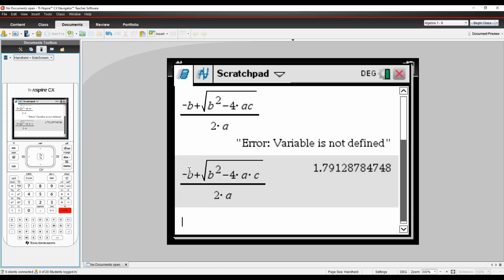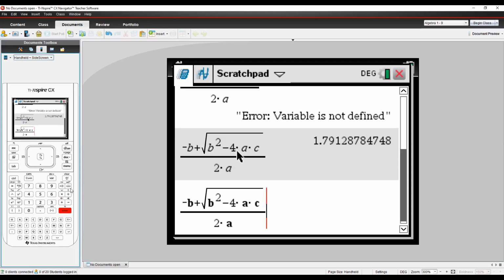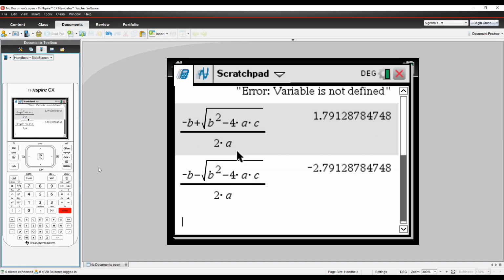Basically this takes all of those numbers I stored and calculates the solution. We're supposed to round this to the nearest tenth, so this would be 1.8. Now to find the other solution, because this one has 2, all I would do is copy this and change the plus to a minus. So delete, minus, press enter. And my other answer is negative 2.8.